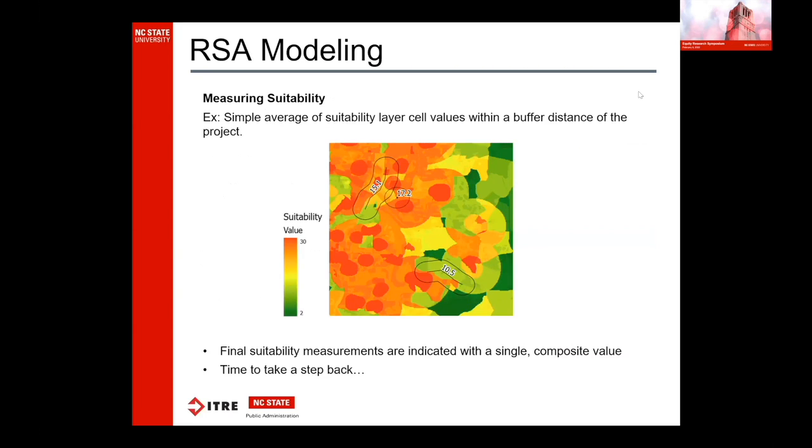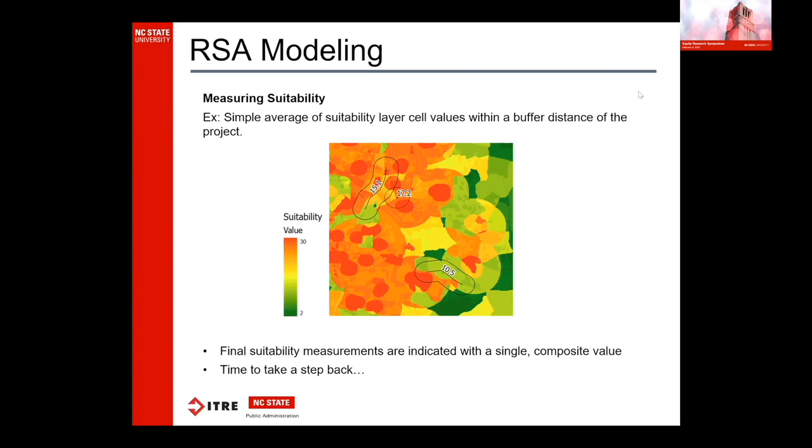To take this prototype all the way to its conclusion, we also developed a simple way to measure the impact of projects. And I call this simple because we're just using a project buffer here. So we're looking at what's within the vicinity of a project. That can be a quarter mile or a half mile. And from that vicinity, we're taking the average of all the cell values within the vicinity.